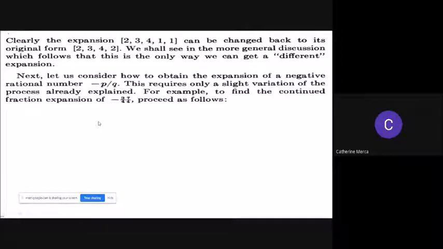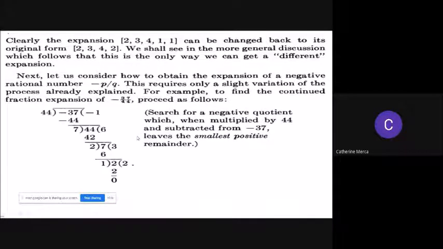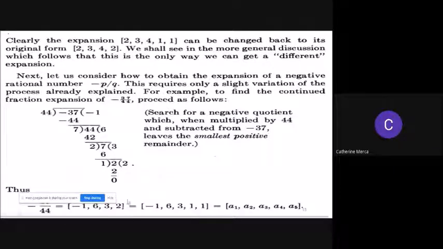Now, if we consider how to obtain the expansion of a negative rational number, negative P over Q, you only have to vary slightly. For example, to find the continued fraction of negative 37 over 44, you simply make use again of your division, but you have to make use of the negative. So negative 37 by 44 there. So you have negative 1, negative 44, you will have the following value. So the result will give you this.